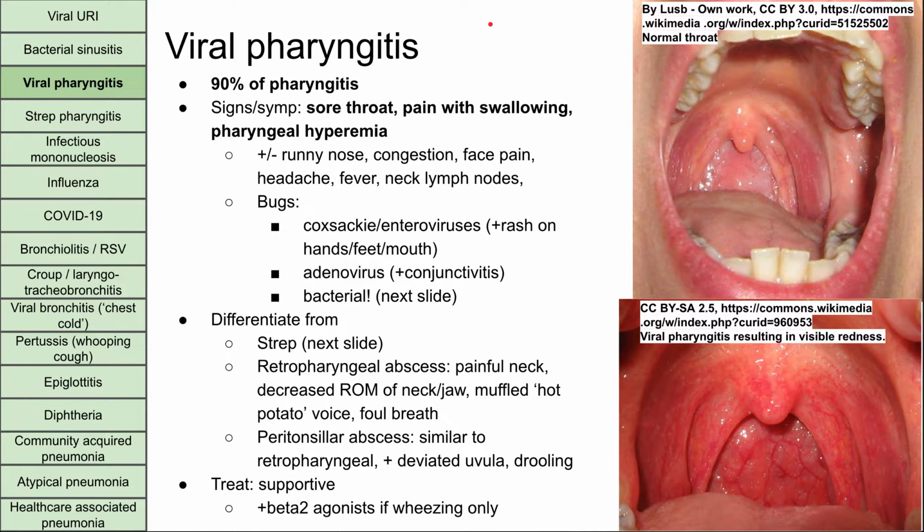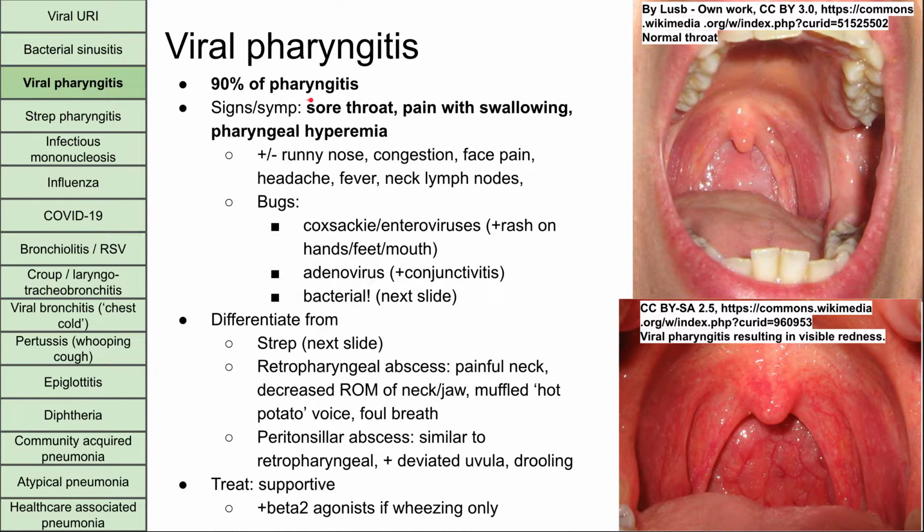Next is viral pharyngitis. This is inflammation of the throat caused by a virus. 90% of sore throats or pharyngitis is caused by viruses. The other 10% is some bacteria. Some people cite 95% are caused by viruses. So the other 5 or 10% is caused by bacteria like strep.